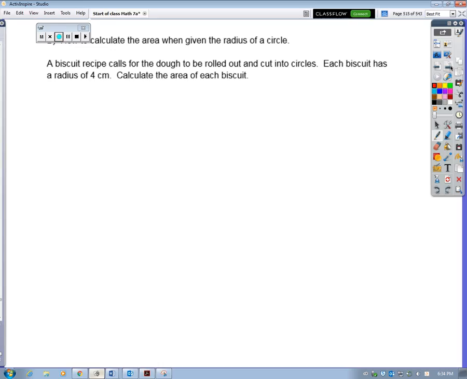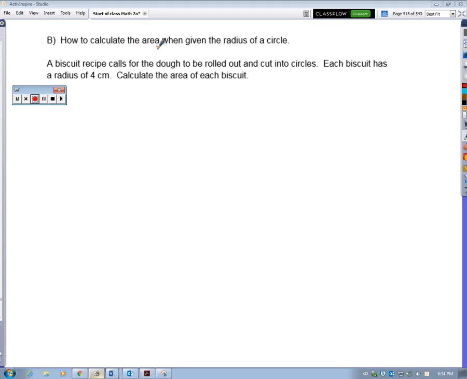First problem I have for you is we are going to be calculating the area of the circle when given the radius of a circle. We're going to find the area when we have the radius. Here's our first situation. A biscuit recipe calls for the dough to be rolled out and cut into circles. Each biscuit has a radius of 4 centimeters. We're going to use that information. We want to calculate the area of each biscuit.